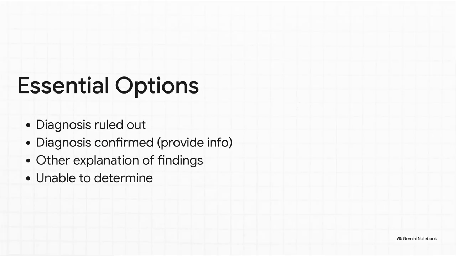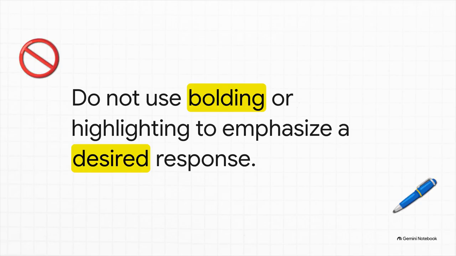When you set up the multiple choice answers, you have to give the provider a true choice. Essential options must include diagnosis ruled out, diagnosis confirmed, and usually with a prompt to provide supporting evidence, other explanation of clinical findings, and unable to determine. Having these specific options proves that your query is just seeking clarification, not dictating clinical care. Also, the rules specifically state you cannot use formatting like bolding, highlighting, or underlining to emphasize a desired response. Whether you're using manual templates or automated, technology-driven EHR nudges, the whole presentation must remain entirely visually neutral. You don't want to inadvertently lead the physician with a brightly highlighted option.